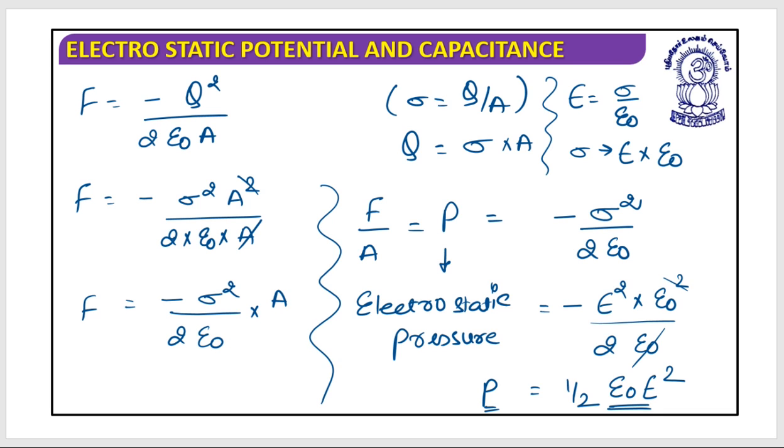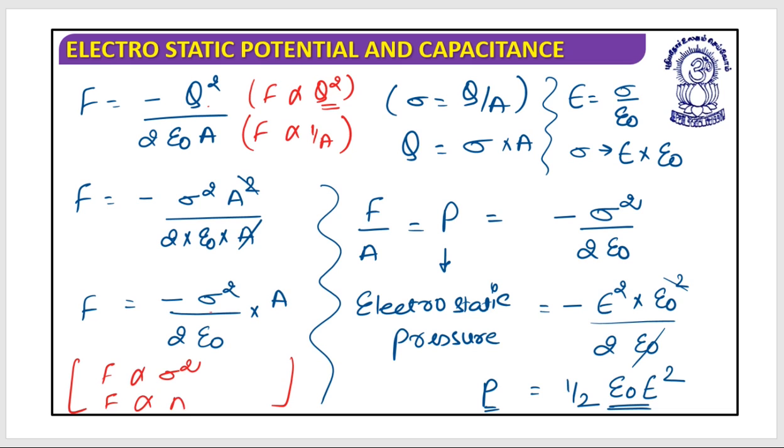So according to this relation, what I can observe is that force is directly proportional to the square of the charge, and force is inversely proportional to A if charge has been given. If sigma has been given, please remember this very carefully, then force is directly proportional to the square of sigma. It is even directly proportional to the cross sectional area. Here it is inversely proportional.